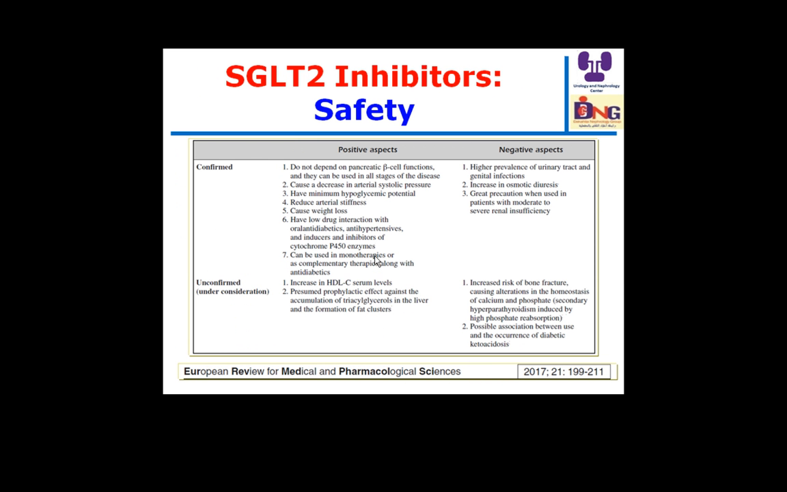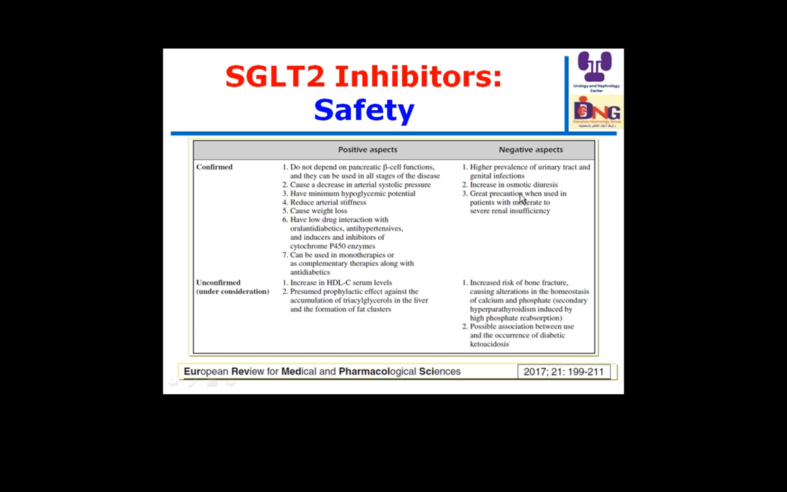Regarding cautions and safety, the most important point in this presentation is safety, how to use the drug safely. All these are positive effects that I mentioned through the presentation for the kidney, for the metabolic, for the heart, for everything. But regarding negative aspects, there is a higher prevalence of urinary tract infection and genital infection, to put in mind. So if the patient has an active UTI, it's better not to start the drug. And if the patient has a genital infection, it's better not to give it, especially in women.